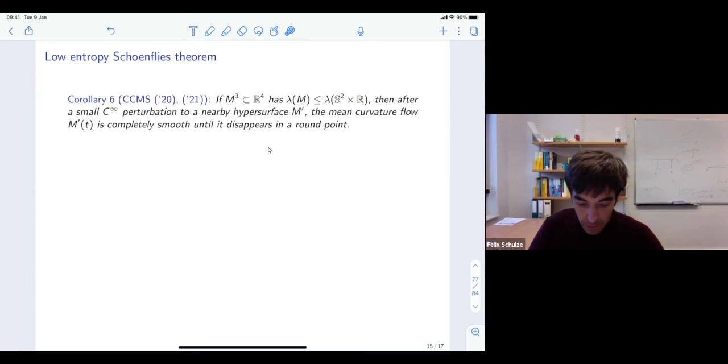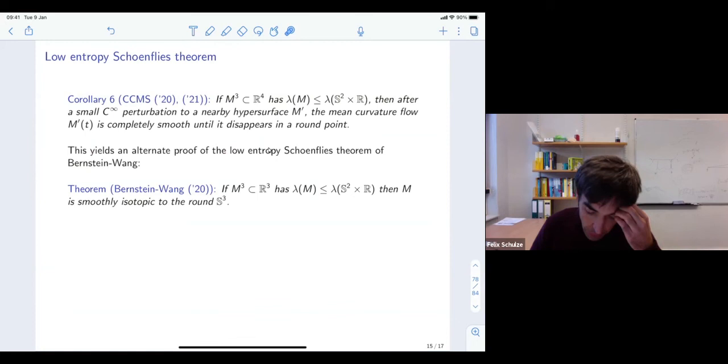Now this gives an alternate proof of this low entropy Schönflies theorem. Jacob and Lu, at the same time as us, gave a proof that if you have an embedded hypersurface in R3 with entropy less than S2 cross R, then you're smoothly isotopic to the round sphere. This is the low entropy Schönflies. They also use mean curvature flow, but they try to push the whole isotopy through singularities. We do this perturbation and say we don't need to do this. We can do everything smoothly.